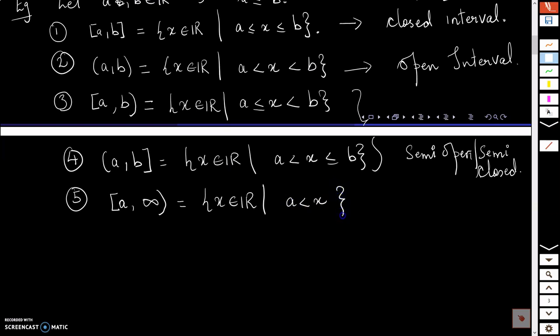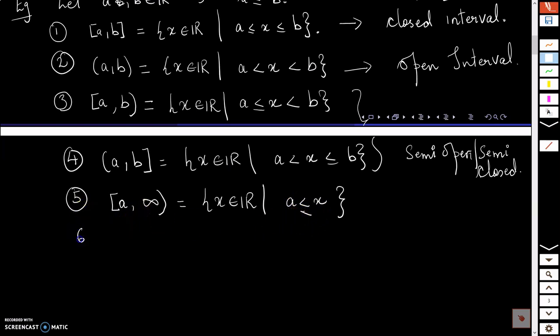Only one condition. Now if you see the difference between the first four and the fifth one, in the first four there are two conditions on x. x has to be bigger than or equal to a in the first one, it has to be less than or equal to b. So it has two conditions. And in all of these there are two conditions on x. But if you look at this one, there is only one condition on x to be present in this interval. And that condition is that it has to be bigger than or equal to a. If any real number is bigger than or equal to a, then it will come in this interval.